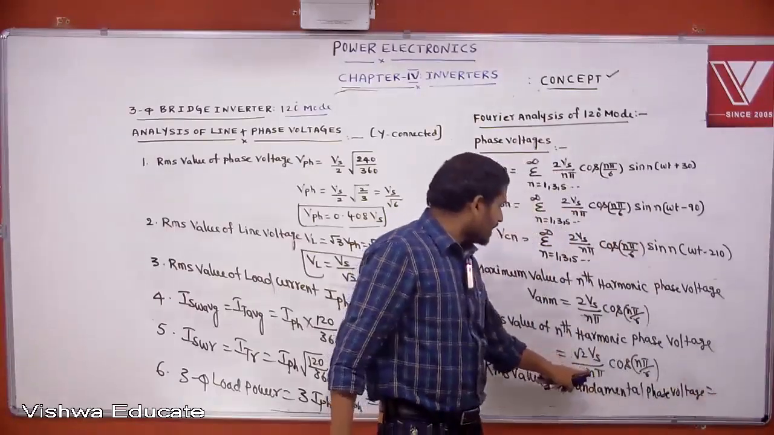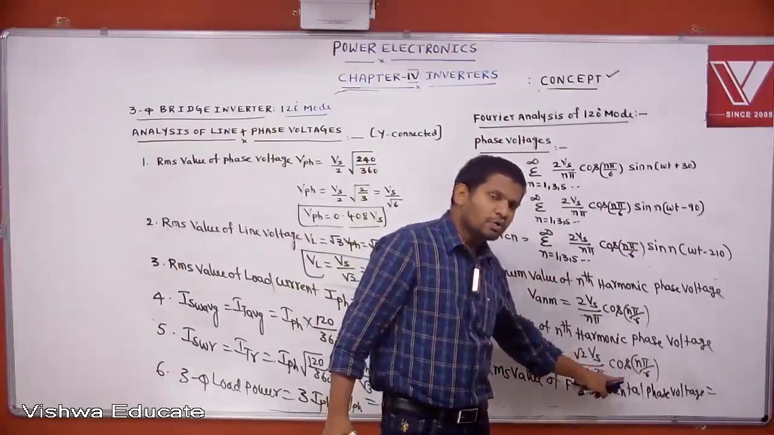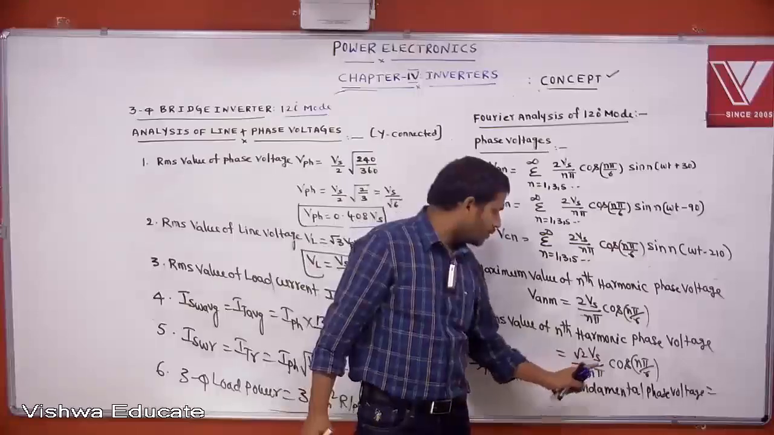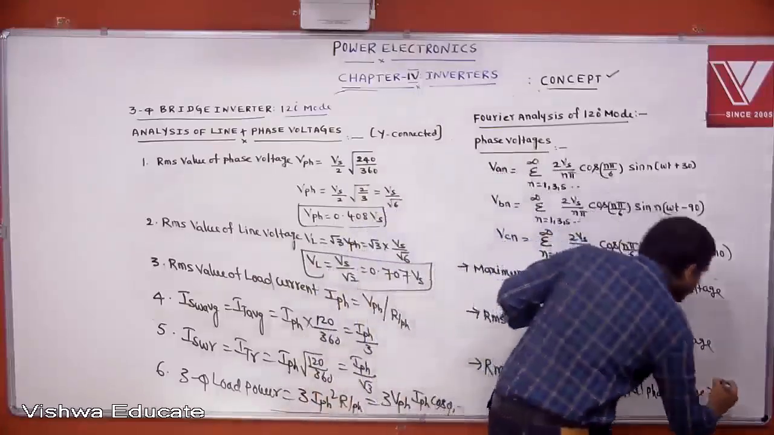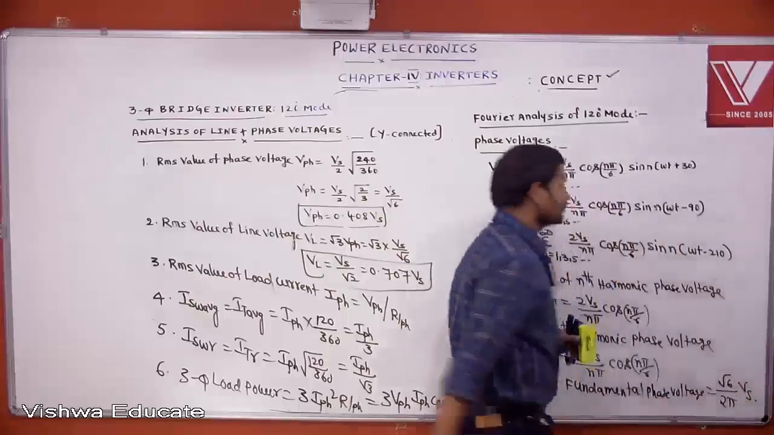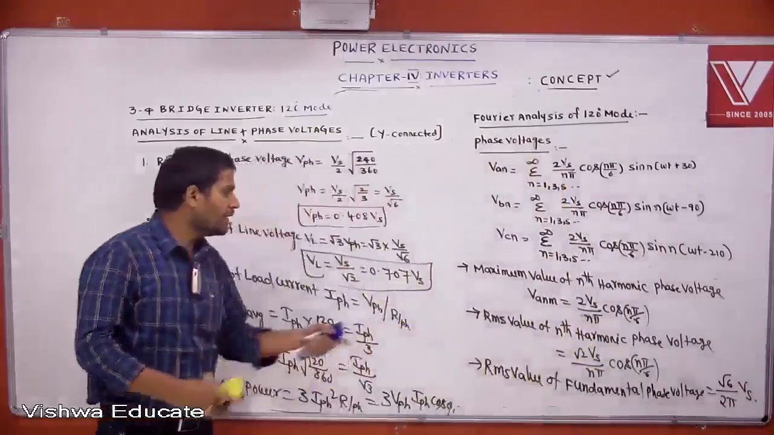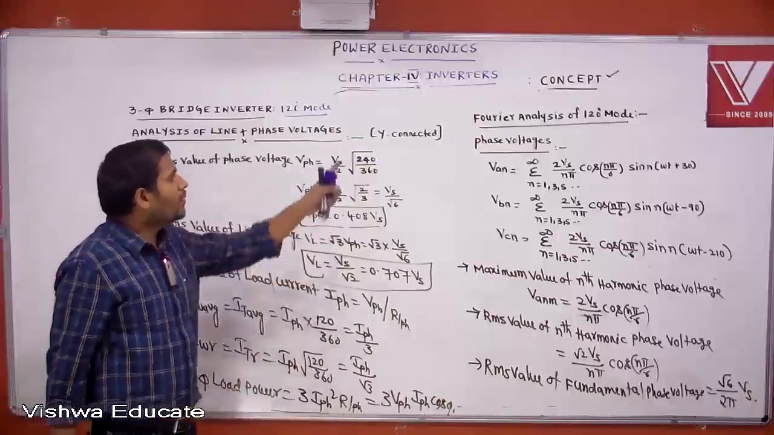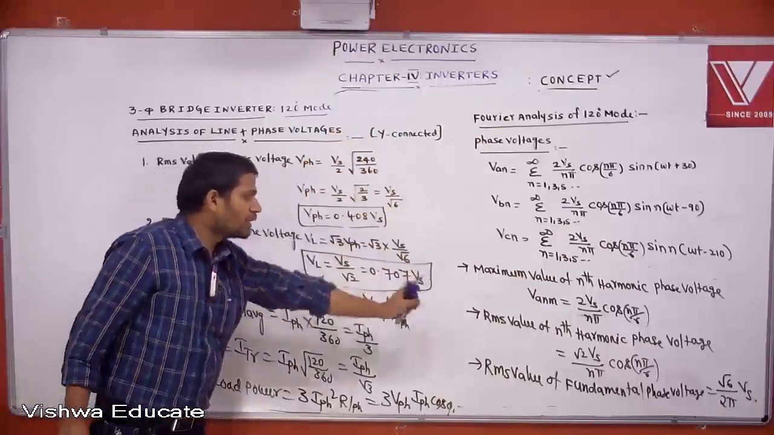This is root 2 Vs by pi, cos 30, root 3 by 2. Then what can you get? Root 3 by 2, root 6 by 2 pi Vs. Simplify that. We can substitute n equal to 1, then you get root 6 by 2 pi Vs. This is about Fourier analysis of phase voltage.